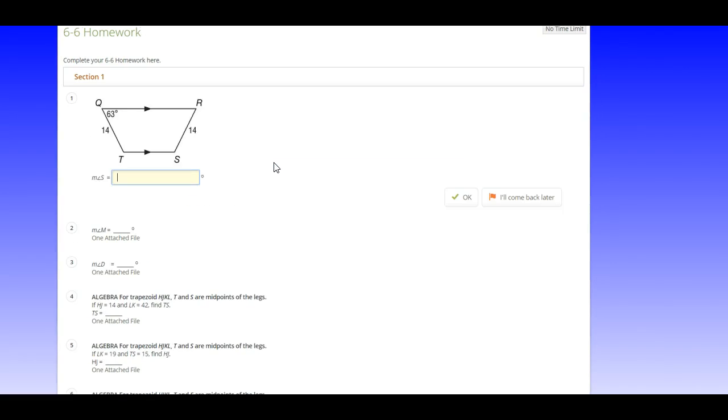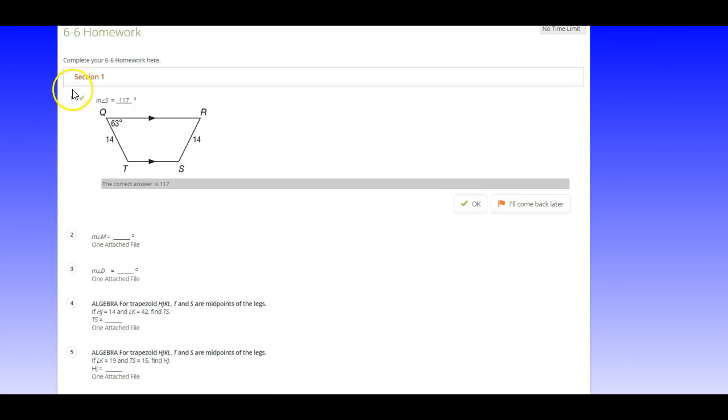Let's say they want to start this practice. First question says find the measure of angle S. Suppose a student makes a mistake and types in 63, and they click OK. It's going to show that they got that wrong. Now suppose they correct it and say, I know from the study guide that it would be 180 minus 63, so the correct answer should be 117. They type in 117, click OK, and now they get a green check mark.